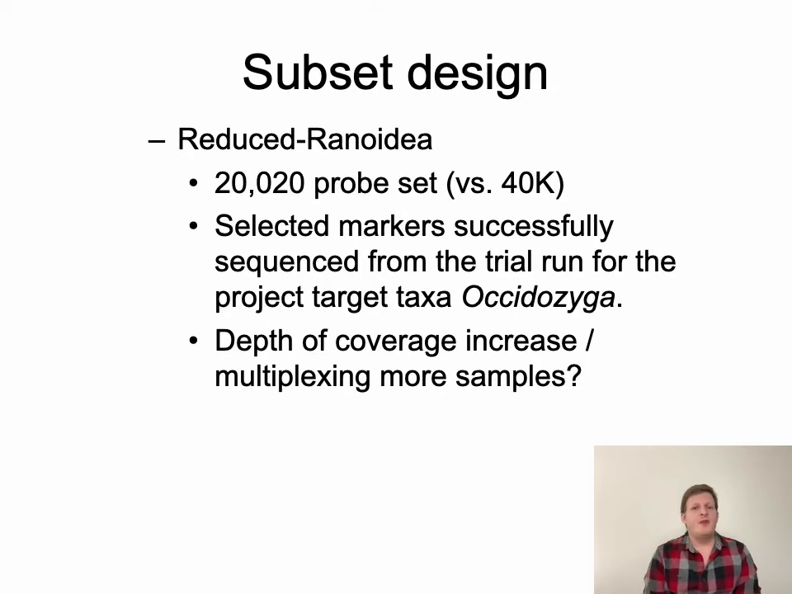The final probe set was the subset design, which we called Reduced-Ranoidea, which used a half-size probe set of 20K probes versus 40K, which the other two had. Here I selected markers that were successfully sequenced from the trial run for the project target taxa, Psittazyga. We wanted to know if the depth of coverage increased and if multiplexing more samples could be beneficial.